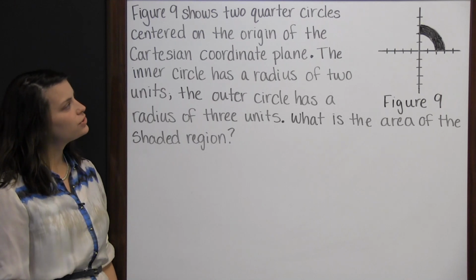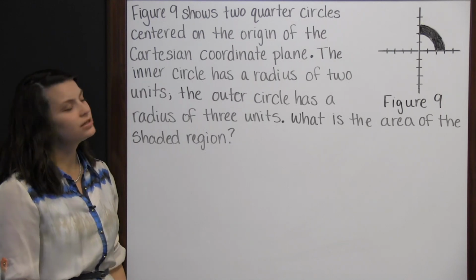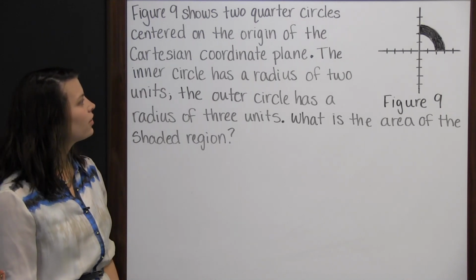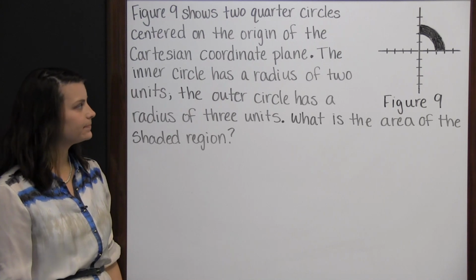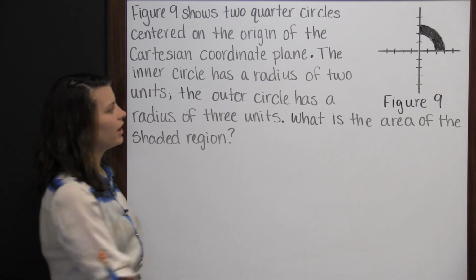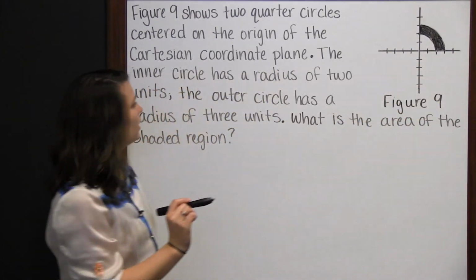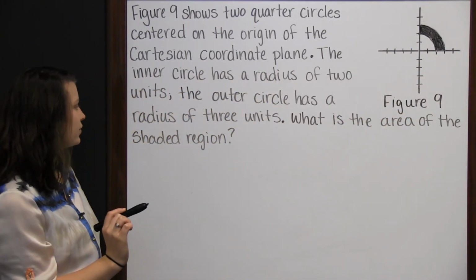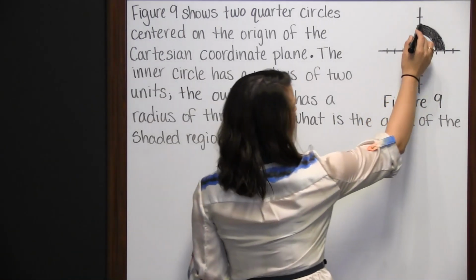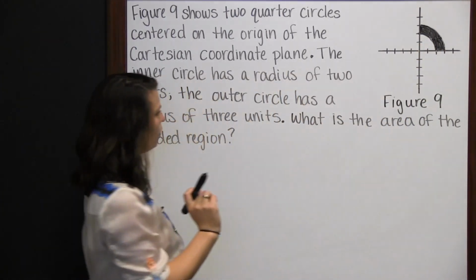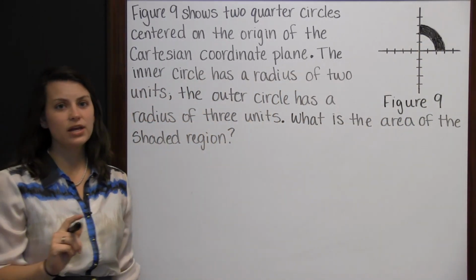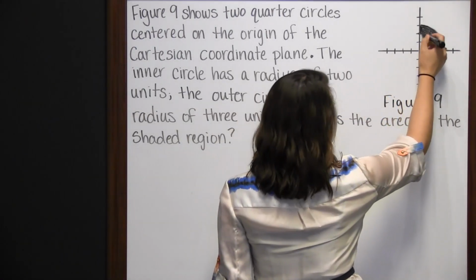Figure 9 shows 2 quarter circles centered on the origin of the Cartesian coordinate plane. The inner circle has a radius of 2 units. The outer circle has a radius of 3 units. What is the area of the shaded region? So that's right in here.